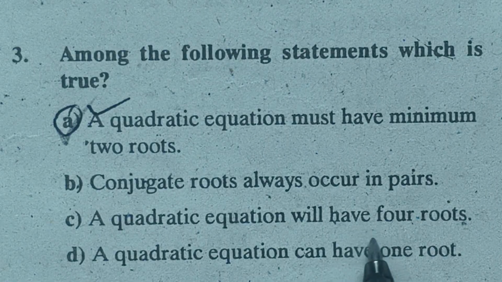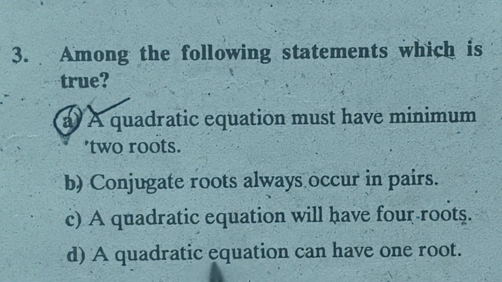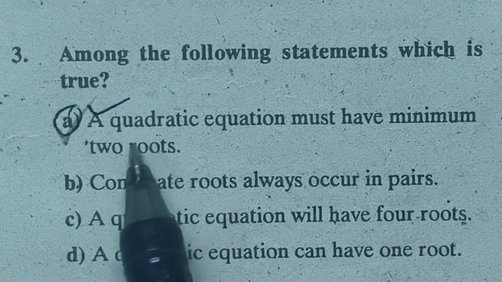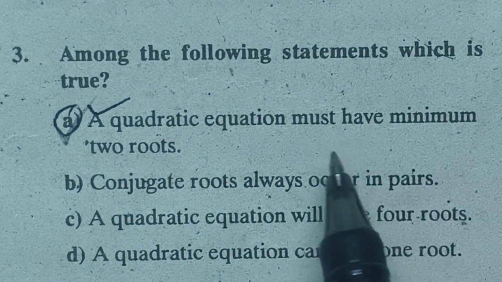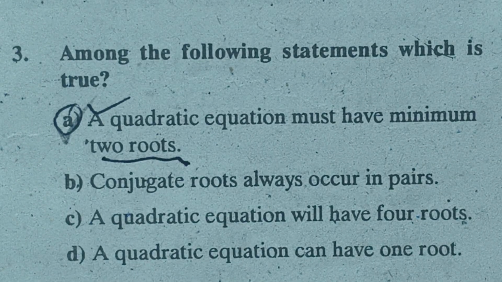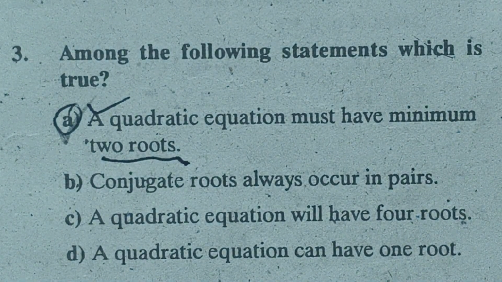A quadratic equation will have 4 roots. This is also wrong. A quadratic equation can have 1 root. This is also wrong. So, a quadratic equation must have minimum 2 roots. This is the correct answer. Okay, next, fourth question.